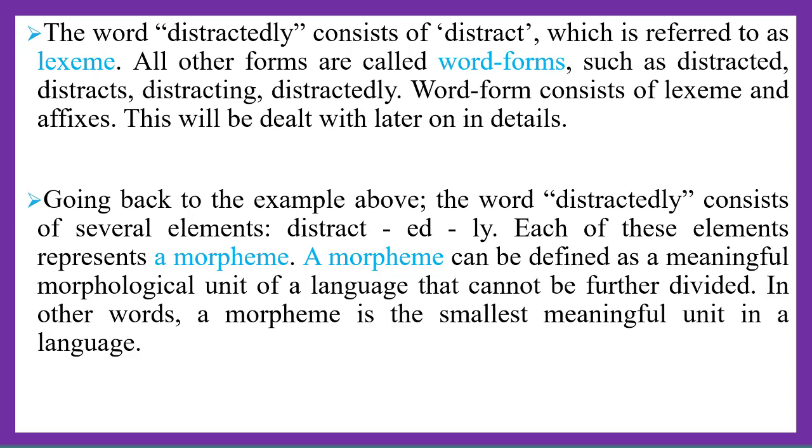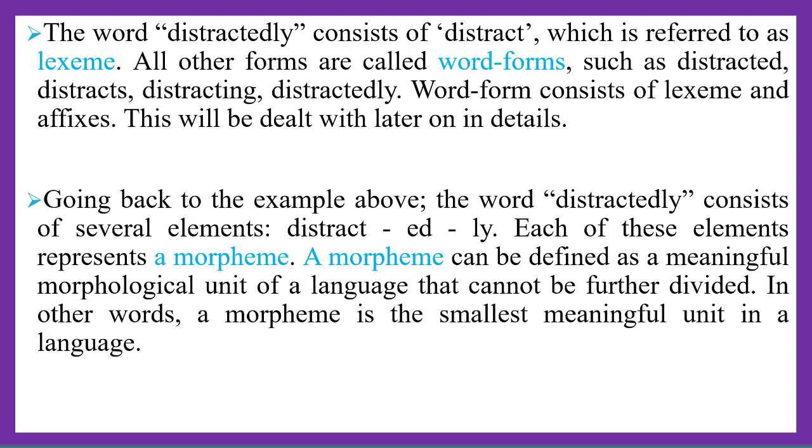And then we have destructed, and then we have destructedly. So destruct, destructed, destructedly, these all are word forms. A word form consists of a lexeme and affixes. So we have a lexeme and we have other parts that are added either at the beginning or at the end of the word. That is either prefixes or suffixes. This will be dealt with later on in detail.